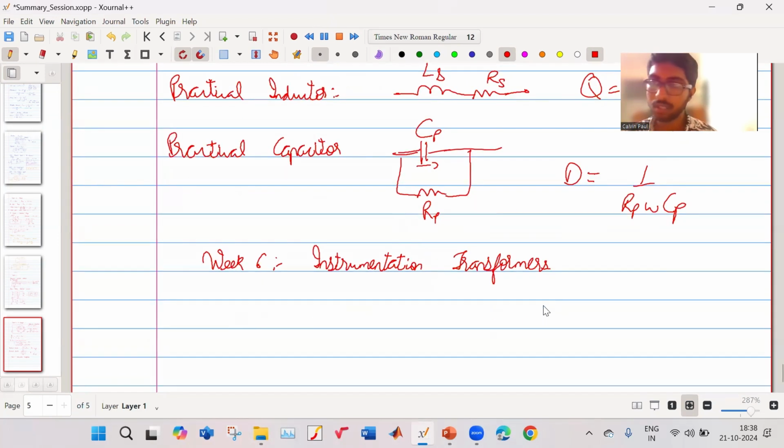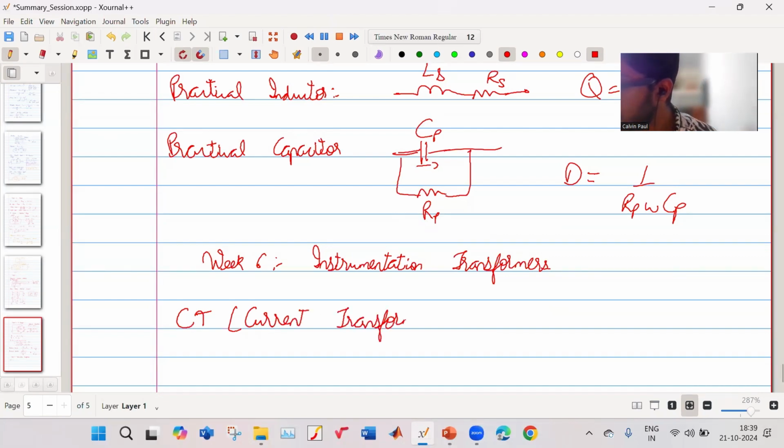Now, in all these transmission and distribution lines, high voltage lines, etc., because the current and voltage is very high, they use something known as a current transformer and a potential transformer. So they use what is known as a CT. CT is a current transformer. And PT is known as a potential transformer.